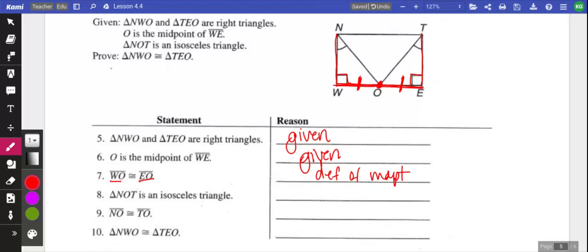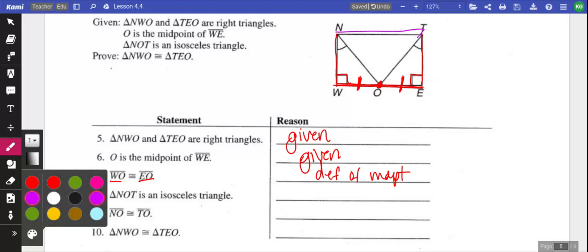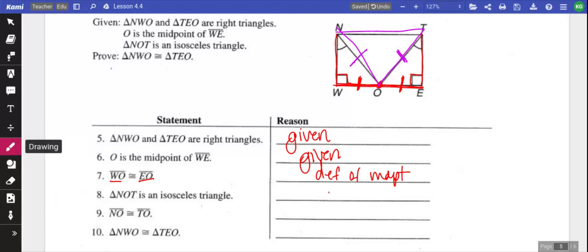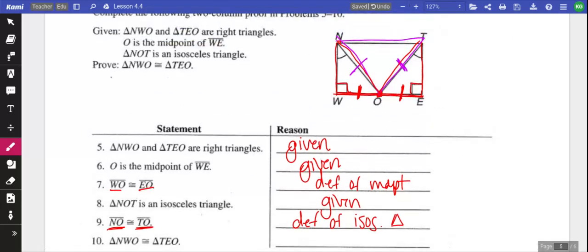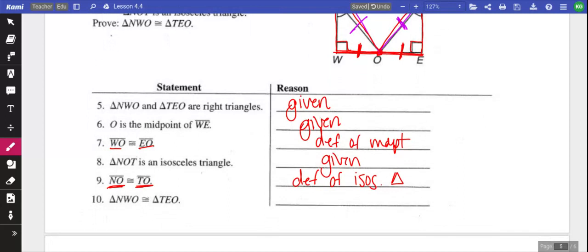Triangle NOT, so that is this one here, is isosceles, which means two sides are the same. So that's given. And since I know that this side is equal to this one, I have NO congruent to TO, definition of isosceles triangle. Now, how do you know that NWO and TEO are congruent triangles? Well, they're 90-degree triangles, and so it's by hypotenuse leg theorem.